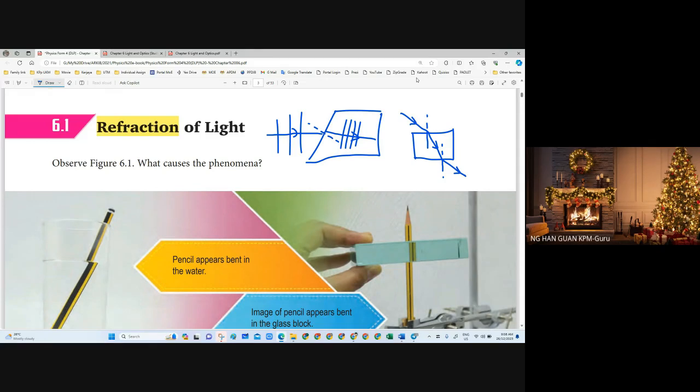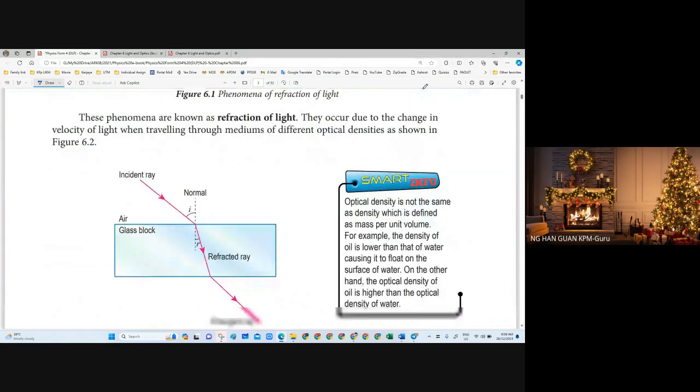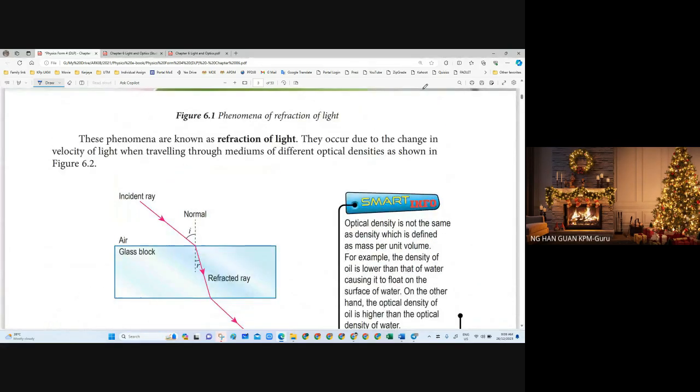So in the previous chapter, we only learned the concept. We didn't include measuring the angle. But we cover chapter 6.1 now. So we're going to learn about the change of angle, how to know how much the angle will be changed, including the speed of light, how much the speed of light will be changed.